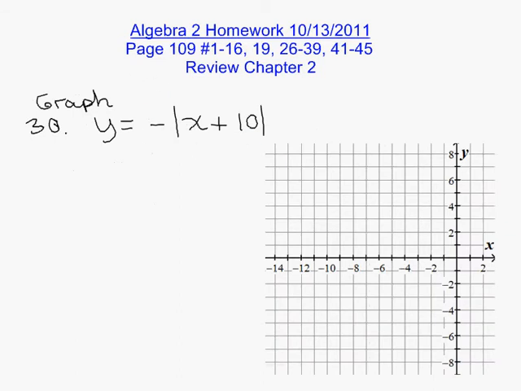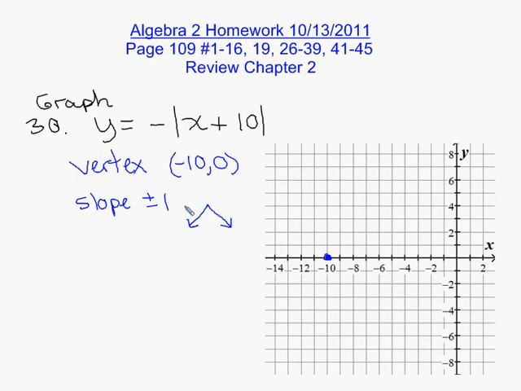Okay, this one right here, the vertex is going to be at negative 10, 0. There's nothing added on the outside, so the y-coordinate is 0, and you use the opposite sign of the thing that's inside with the x. So the vertex is at negative 10, 0 right here. Now, because there's a negative right here, the slope is still going to be positive and negative 1, but it's going to be opening downward, because the negative flips it upside down.